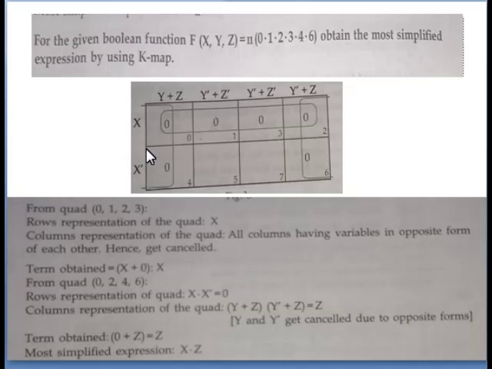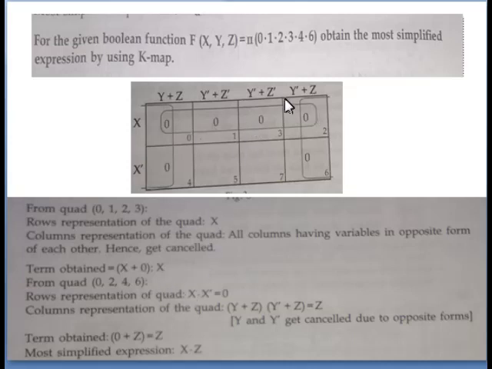Now step number 3, we are going for the reduction scheme. So first take the quad 0, 1, 2, 3. From this quad, the row element is x. And the column elements are opposite to each other, so they get cancelled and we get 0. So the term obtained is x plus 0, that is x.